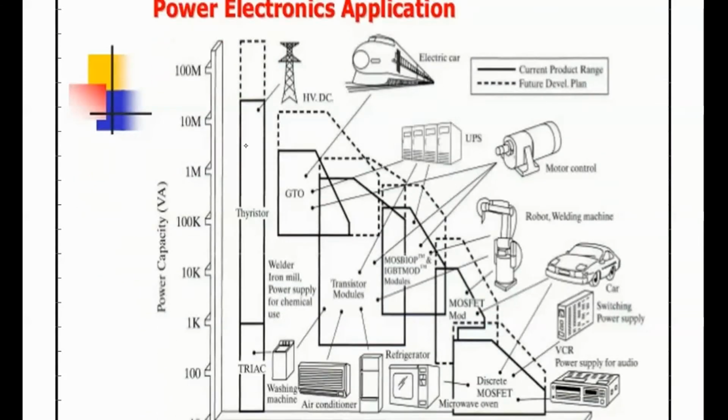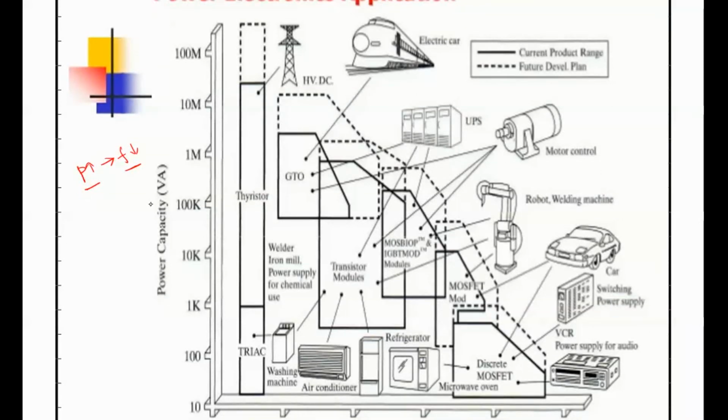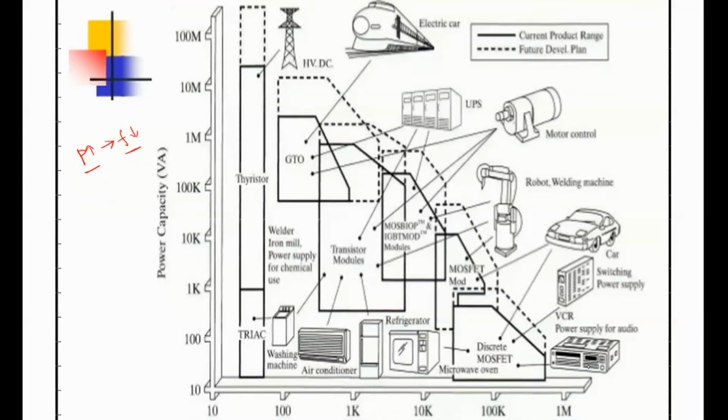One thing should be clear: if you want to increase the power handling capacity of a power semiconductor device, automatically the switching frequency of the device will decrease. If you try to increase the frequency as well as the power, the device may get damaged. That's the reason why, if your power handling capacity increases, the frequency deteriorates. Let's see from this graph: in the y-axis the power handling capacity is in volt amperes, and in the x-axis we have considered the switching frequency.